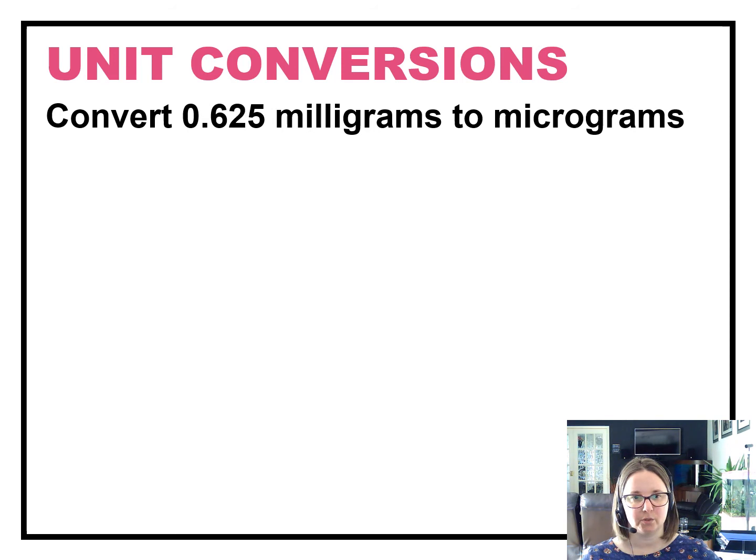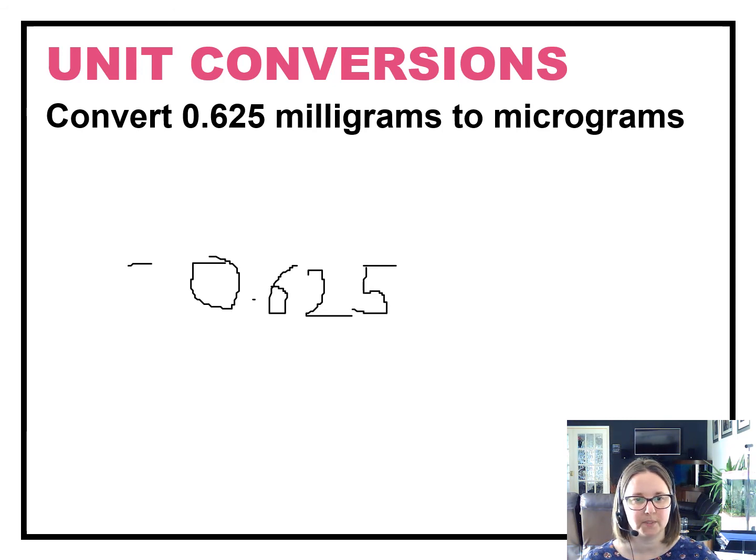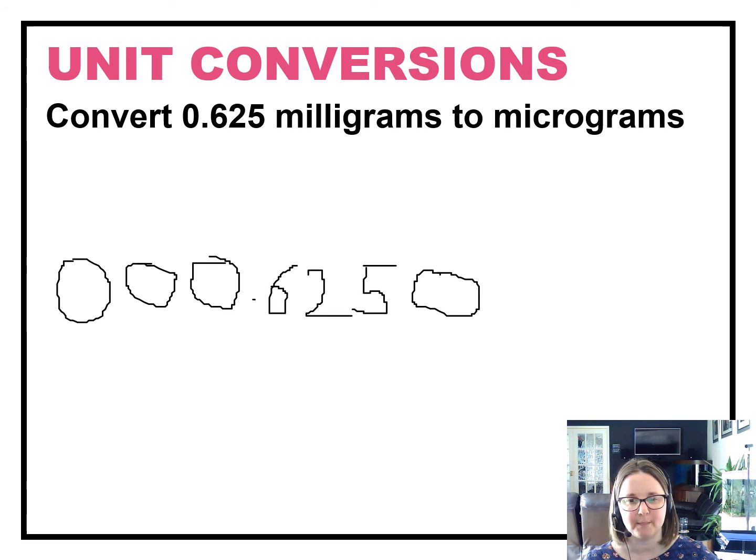Let's move on and do another one. In this one, we're going to convert 0.625 milligrams to micrograms. So again, I'm going to start by writing my number, 0.625, and I'm going to pop some leading zeros on there just to make it a little bit easier to work out what I'm doing. What you don't want is to end up with empty loops because those can end up with forgotten zeros and therefore a very wrong answer.